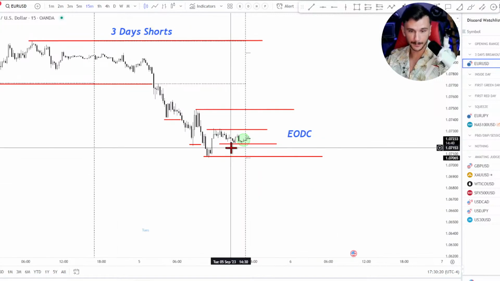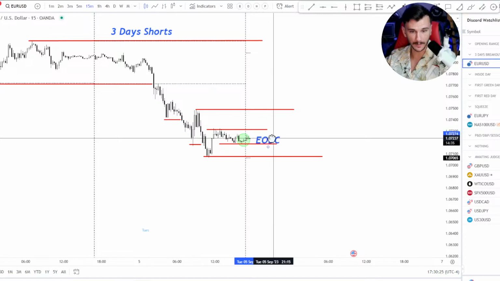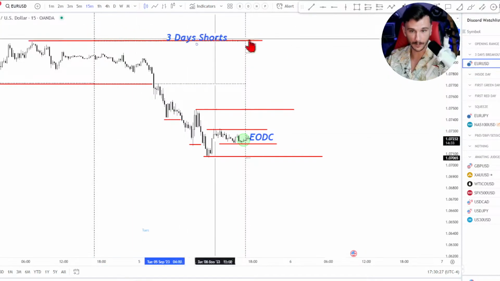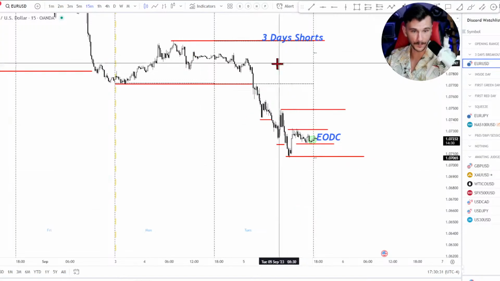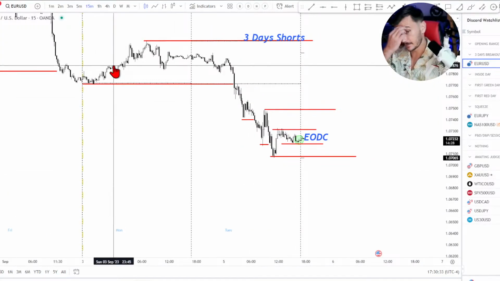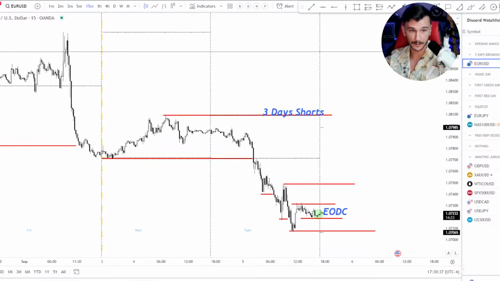Sure. But I'm going to be searching. I've got my structure identified. That's all I can really do. I've got my end of day consolidation. I've got 3 days shorts in the market. It's Tuesday. We're looking for Wednesday. This is our range for the week so far. I'm liking what I'm seeing, though, and I'm very curious to see what it looks like coming to the screen tomorrow.